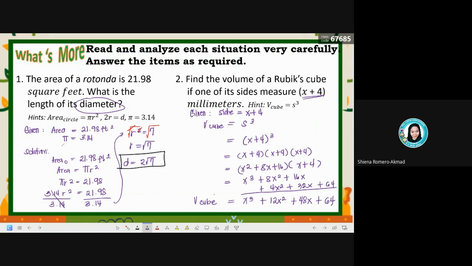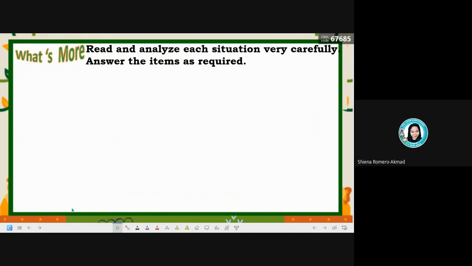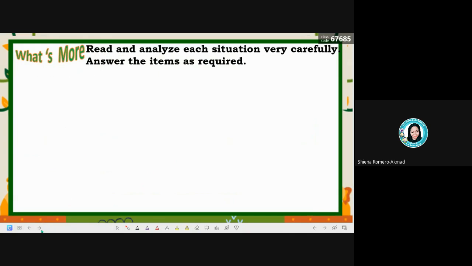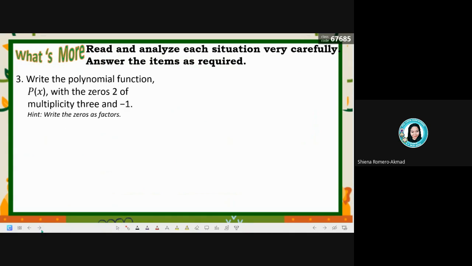Okay? Now, let us have another example. Number 3. Write the polynomial function p of x with the zeros 2 of multiplicity 3 and -1. So, ano daw yung polynomial functions? So, we can write it as zeros, as factors.